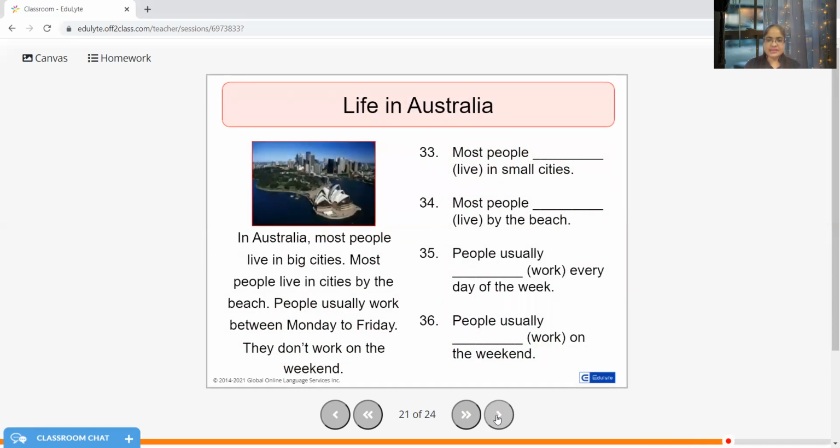So let's complete the fill-ups together now. In Australia, most people live in big cities. Most people live in the cities by the beach. People usually work between Monday to Friday, and they don't work on the weekend. So most people often live in small cities. Most people often live by the beach. Most people usually do not work. People usually work every day of the week. People usually do not work on the weekend.